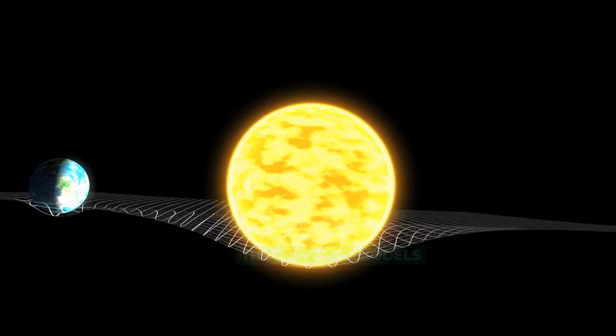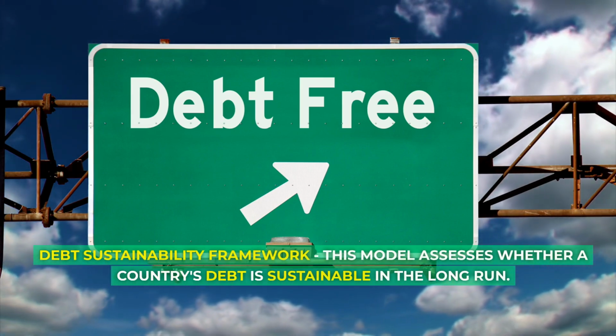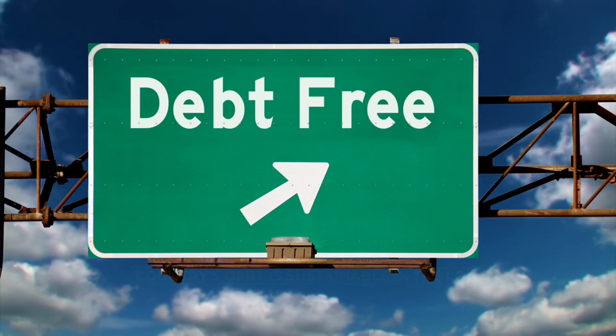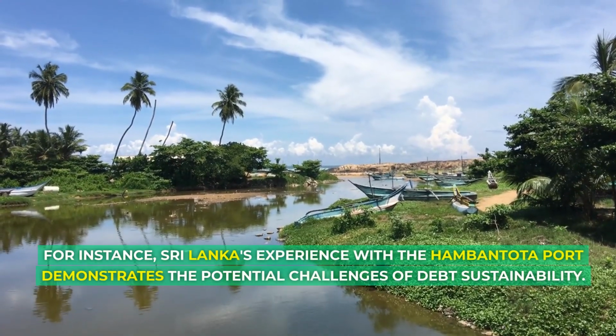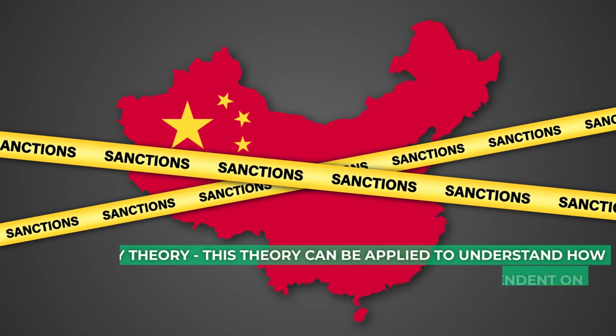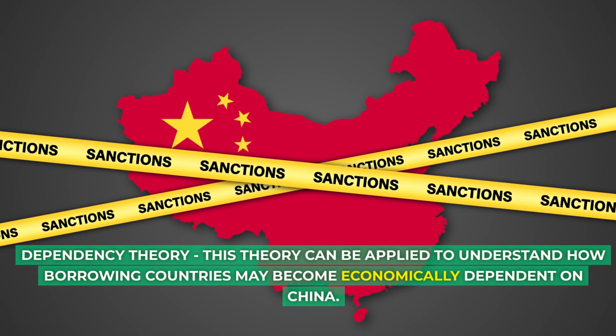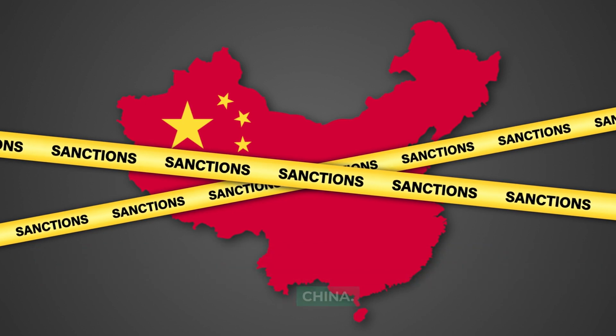Theories and models. Debt sustainability framework. This model assesses whether a country's debt is sustainable in the long run. For instance, Sri Lanka's experience with the Hambantota port demonstrates the potential challenges of debt sustainability. Dependency theory. This theory can be applied to understand how borrowing countries may become economically dependent on China.